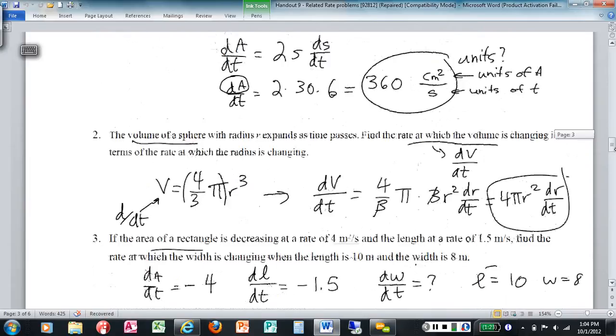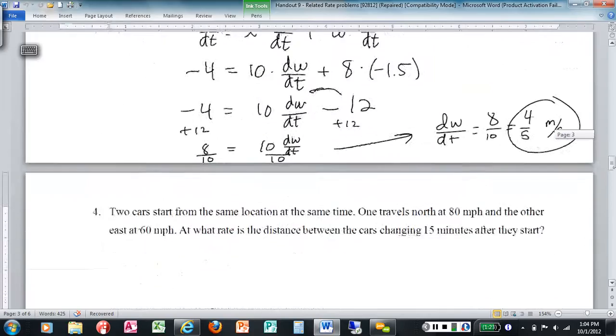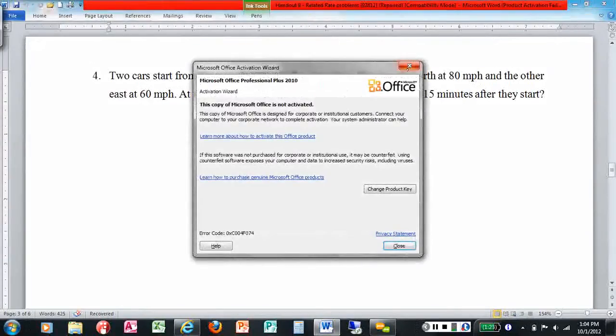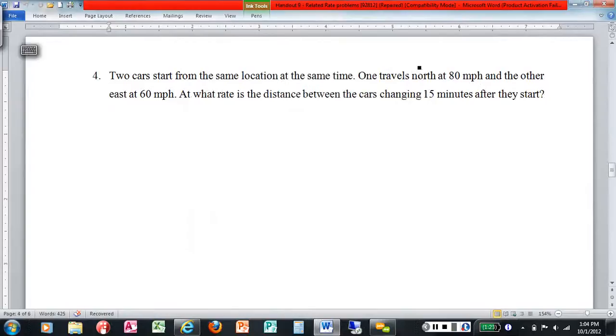All right, picking up on number 4. That's where we got to on this handout. Two cars start from the same location, and in this problem they're starting at the same time. One travels north at 80 miles per hour, and the other travels east at 60 miles per hour. And so the question is, at what rate is the distance between the cars changing 15 minutes after they start? So let's start here with a little drawing.